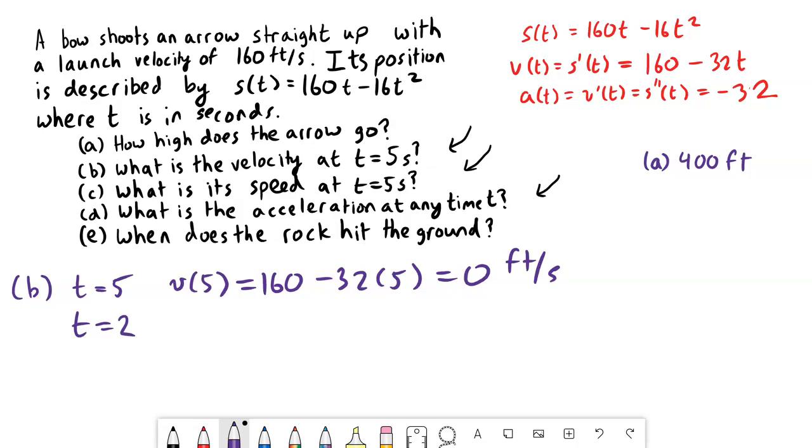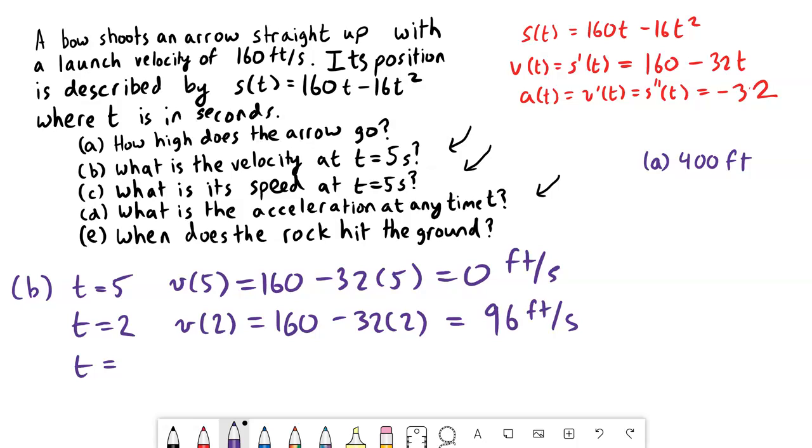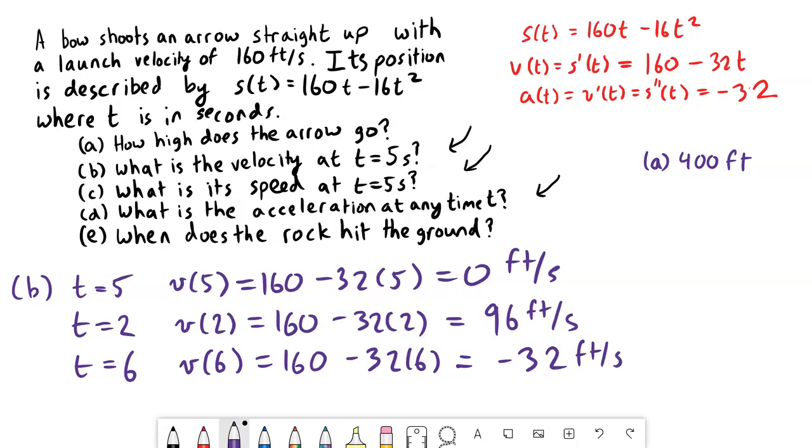Let's do t equals 2. So v of 2 is equal to 160 minus 32 times 2. 160 minus 64 is 96. 96 feet per second. What about t equals, we can do it for any time, right? Let's do 6. v of 6 is equal to 160 minus 32 times 6, which is negative 32, I believe. So we can find it any time.